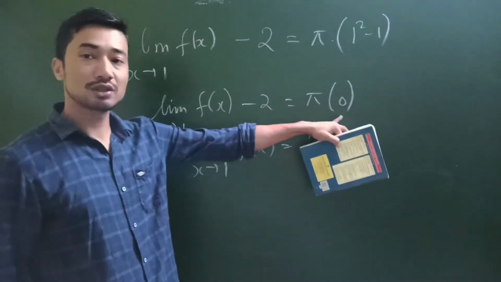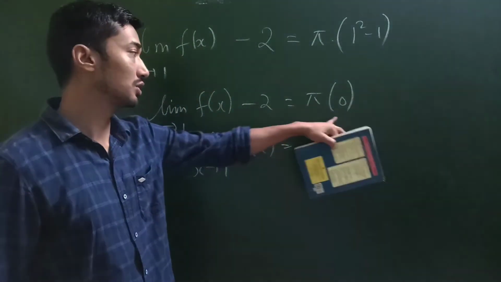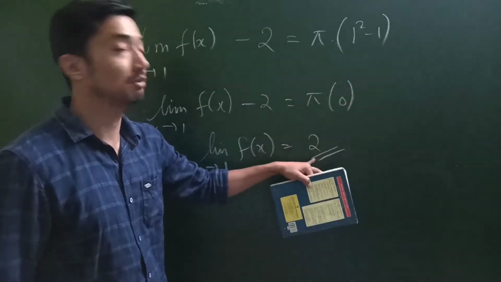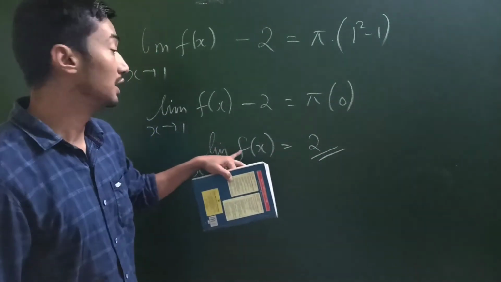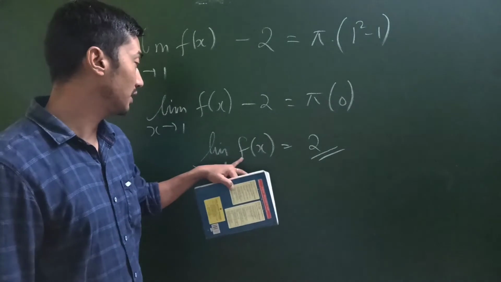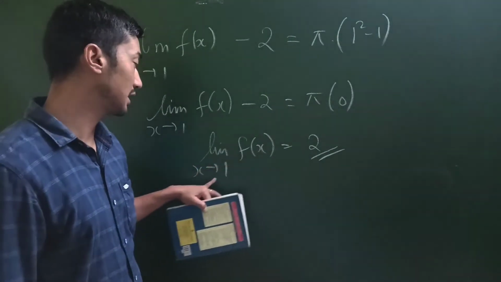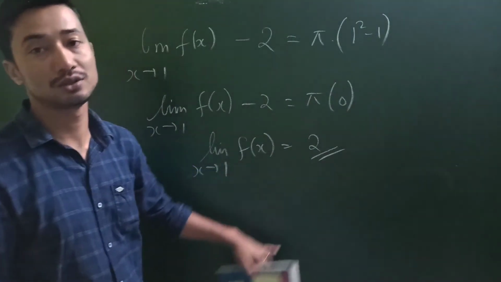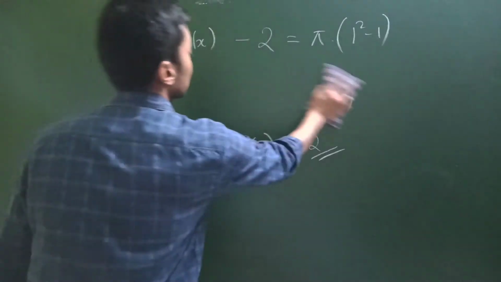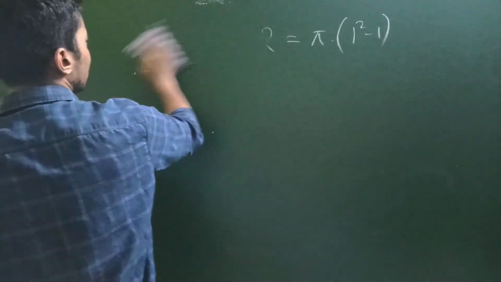Remember, pi into 0, of course, this is going to be 0. So I'll just bring this 2 to the other side, it becomes plus 2. So the limiting value, that is what the question asks: find out the limiting value of this function as x tends to 1. So it is 2, by simple mathematical calculations and taking advantage of the equation that is being given to us.